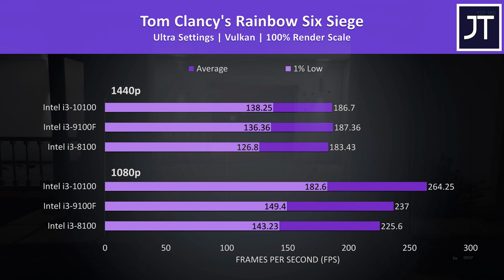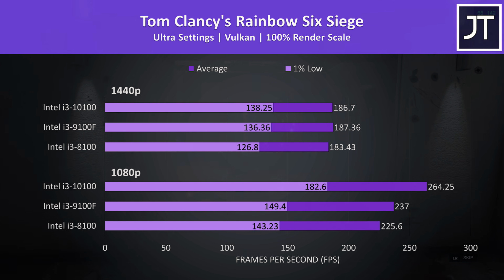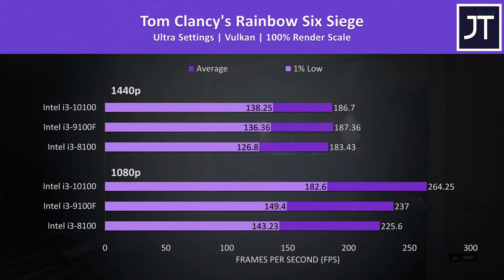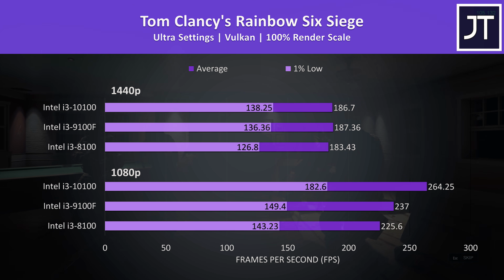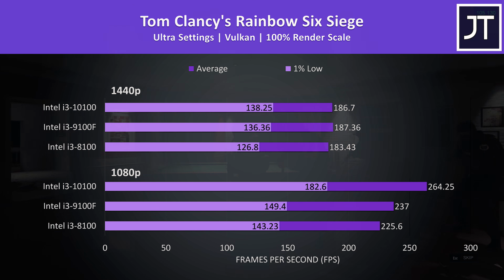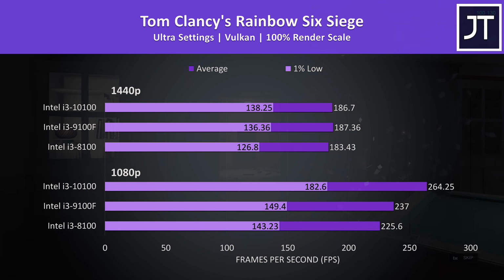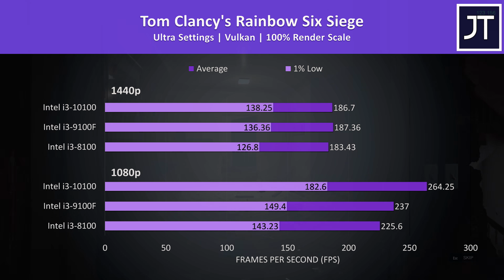Rainbow Six Siege was tested using the built-in benchmark with Vulkan. There was minimal difference to the averages at 1440p, though a bit more of a difference seen in the 1% lows. At 1080p, where the processor often matters more though, the 10100 was 17% faster than the 8th gen 8100, and 11.5% faster than the 9th gen 9100F.